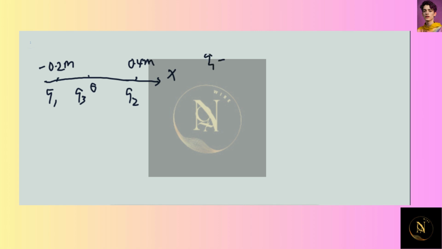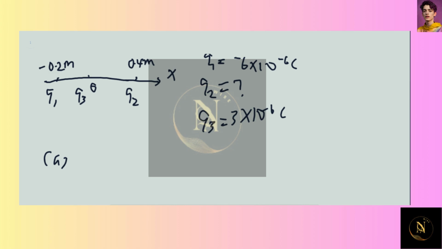We know that Q1 is negative 6 times 10 to the negative 6 coulombs. Q2 is unknown, and Q3 is 3 times 10 to the negative 6 coulombs. So for part A, we want to know, if the net force on Q3, F3, is 6 newtons and points to the right, so just to say 6 newtons, what is the charge of Q2.